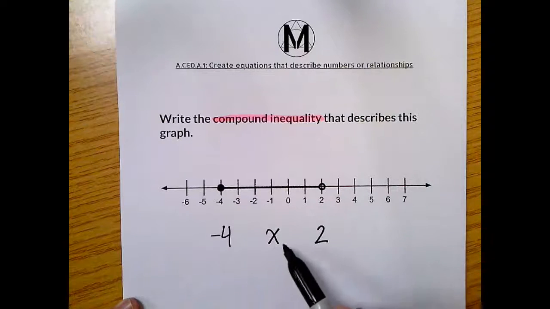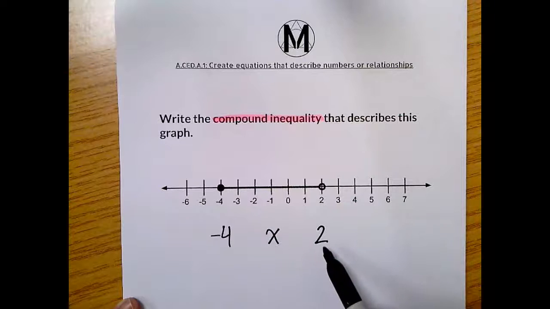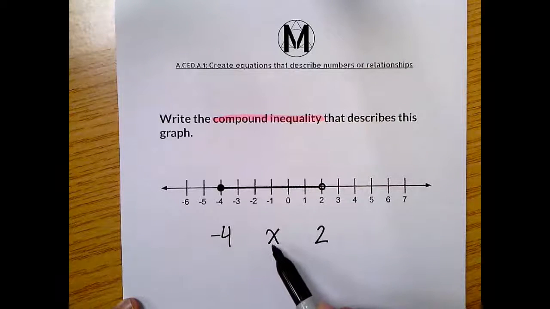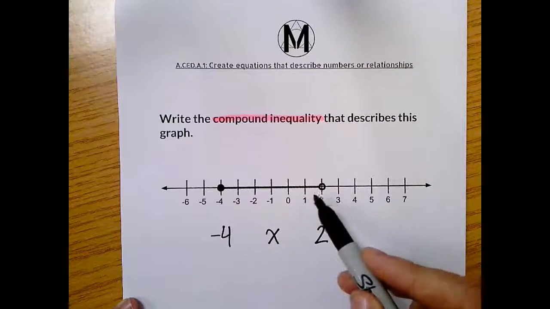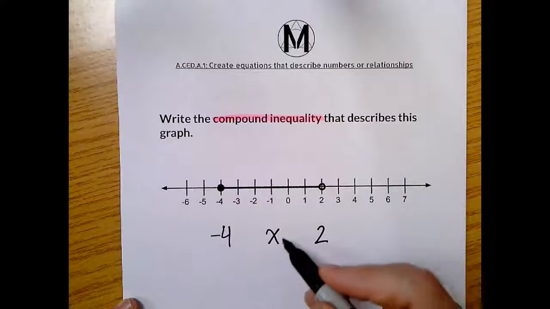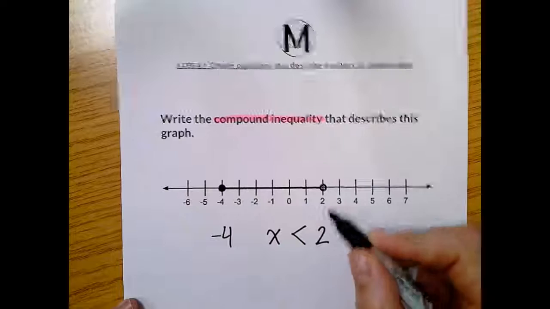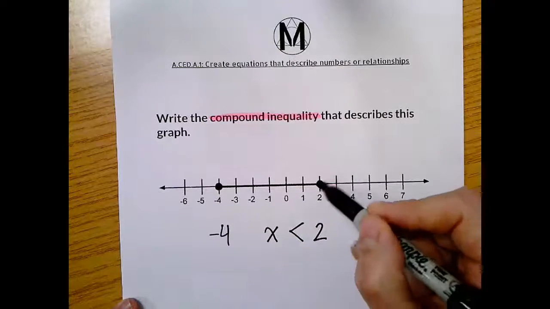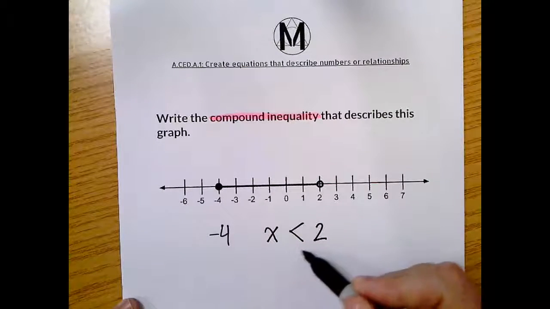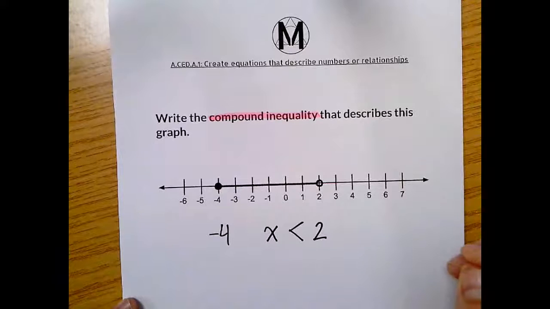So if I'm looking at this x, I'll start here and I'll say, well, x is something related to this 2. And I can see that x has to be smaller than this 2. So if I read it, I can say x must be smaller than that 2. And this circle is open, so it cannot be equal to 2. So I don't put that line underneath.